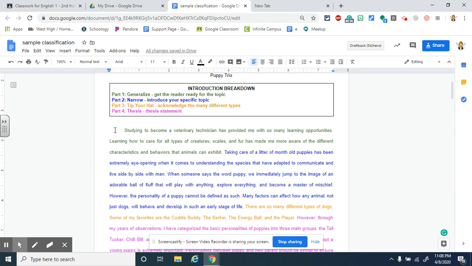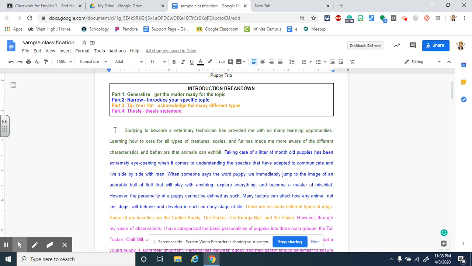So here, generalizing, so getting the reader ready for the topic. Studying to become a veterinary technician has provided me with so many learning opportunities. Learning how to care for all types of creatures, scales and fur, has made me more aware of the different characteristics and behaviors that animals can exhibit. So they're kind of getting us ready. We're talking about animals in some way, shape, or form.